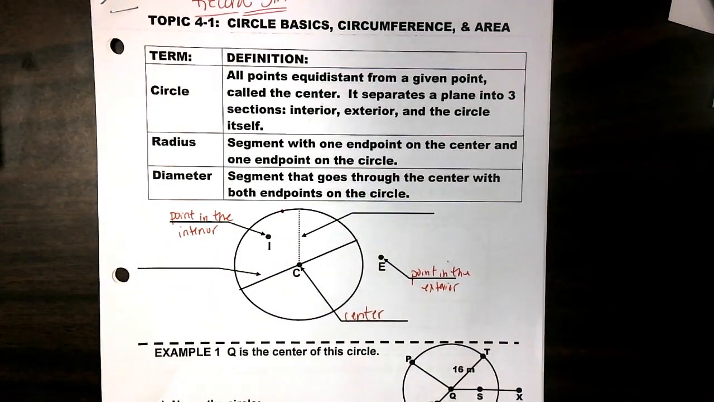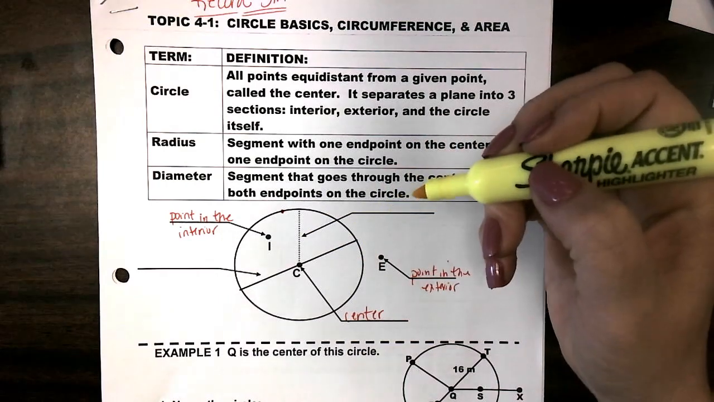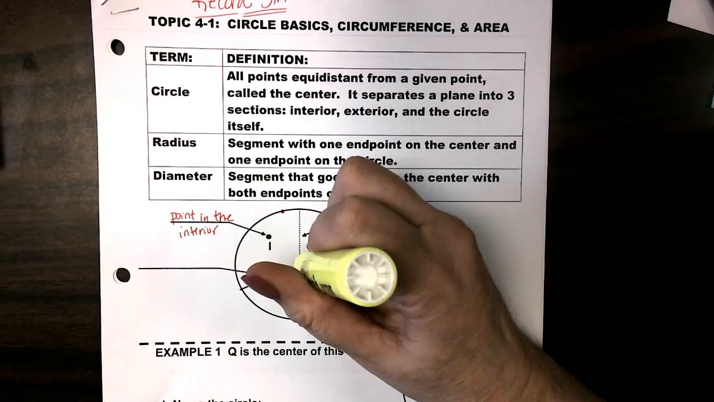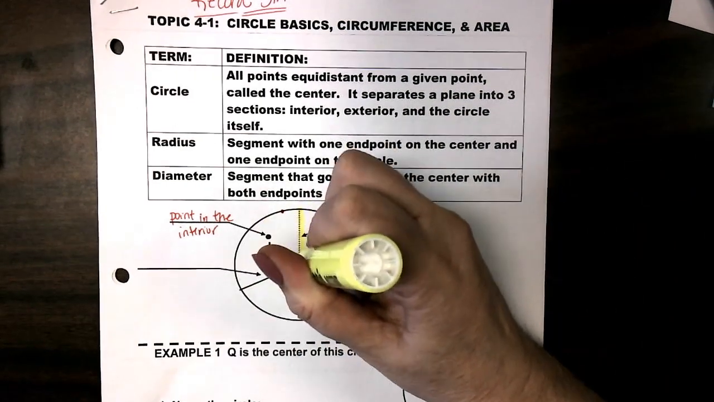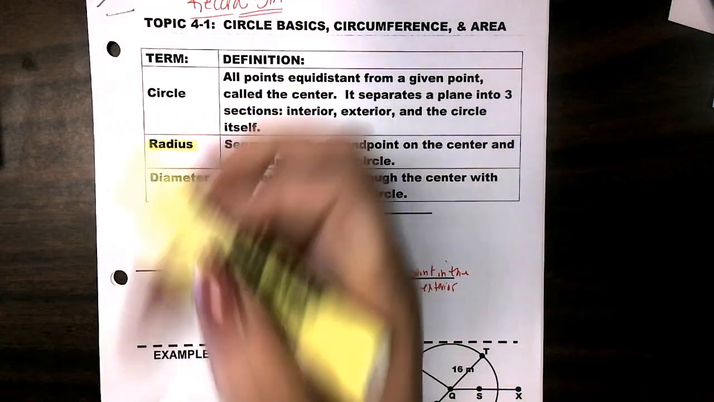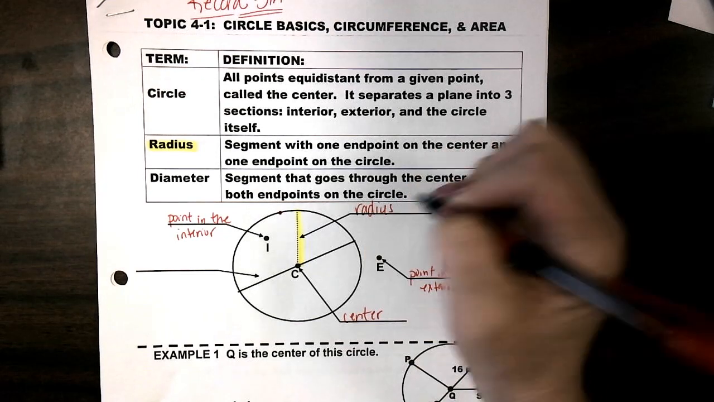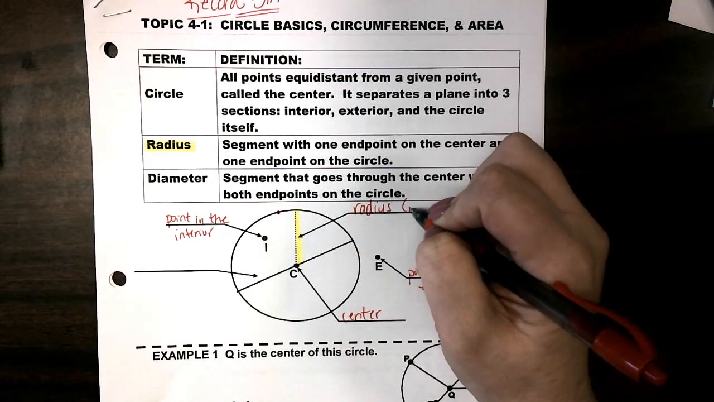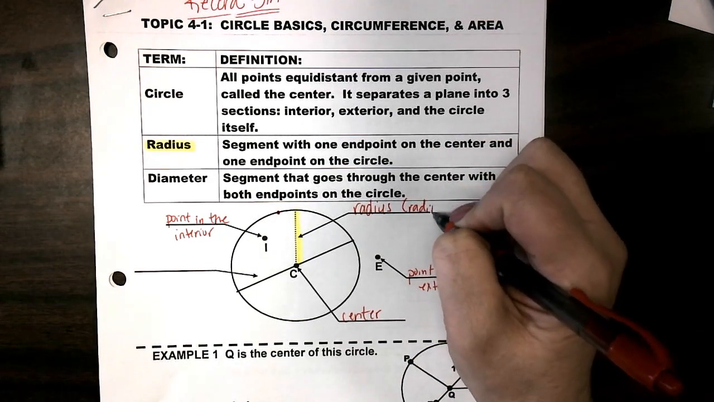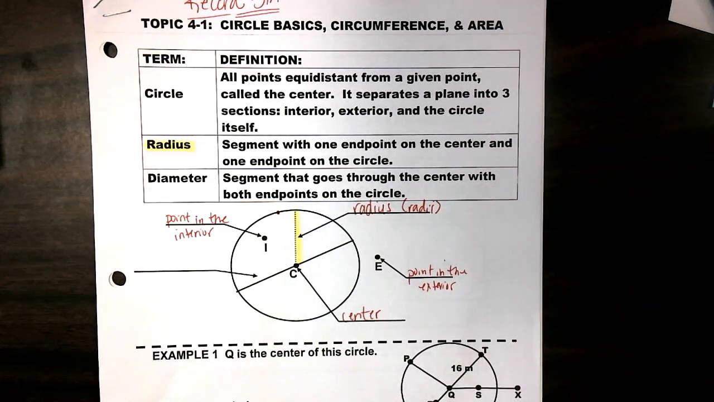All right? And then we have the term radius, and this is a term that I do believe you all are familiar with. The radius of the circle is from the center to an end point. So the radius is represented by this line here. That is the radius. And the plural of radius is radii. So if you see that written somewhere, radii is plural for radius.